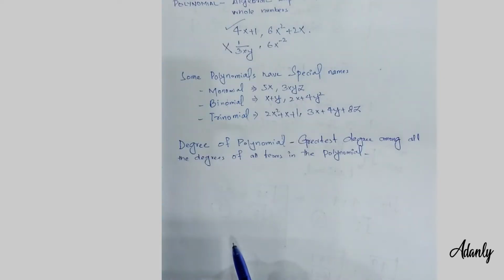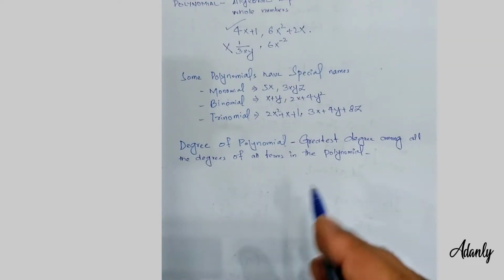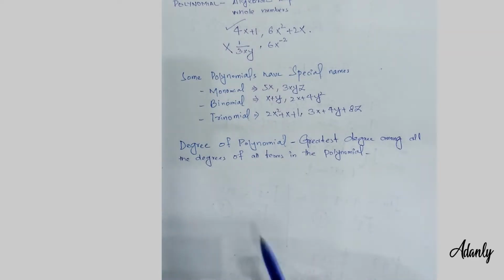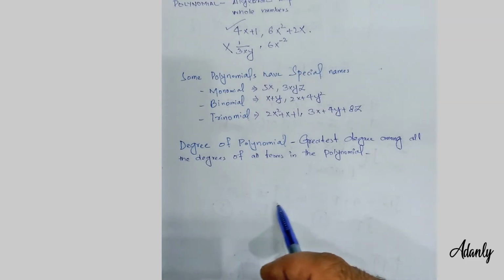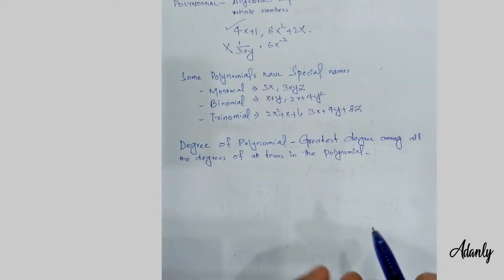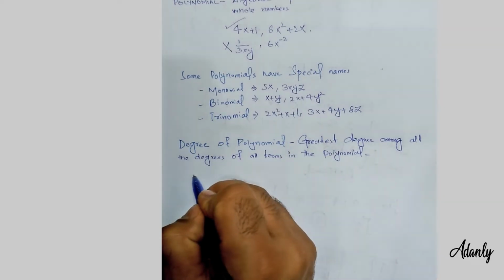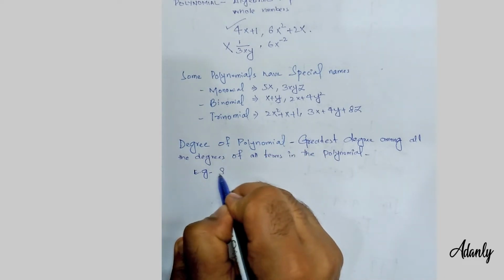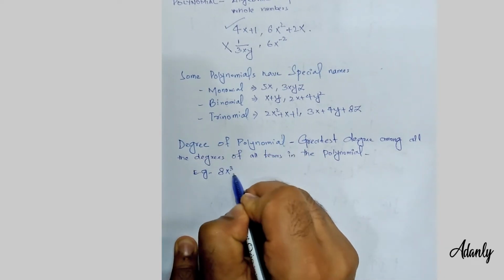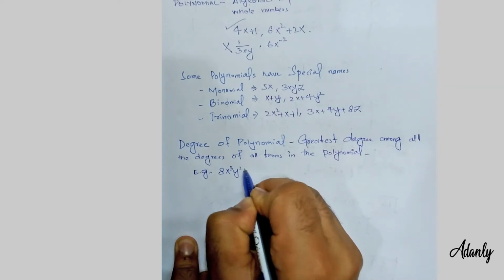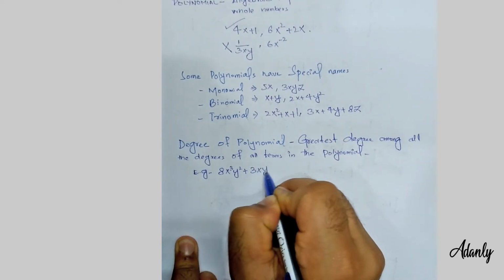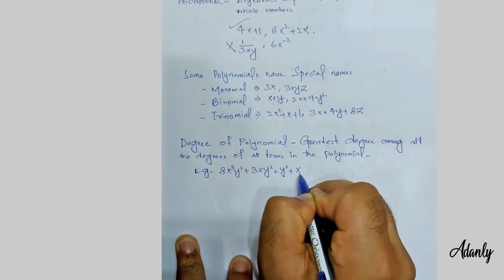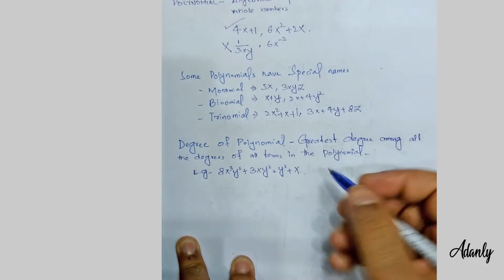Now, what is the degree of a polynomial? The degree of a polynomial is the greatest degree among the degrees of all the terms in the polynomial. To find the degree of a polynomial, you must find the degree of each term. For example, if we have the polynomial 8x cubed y squared plus 3xy squared plus y squared plus x, and we want to find the degree of this polynomial.